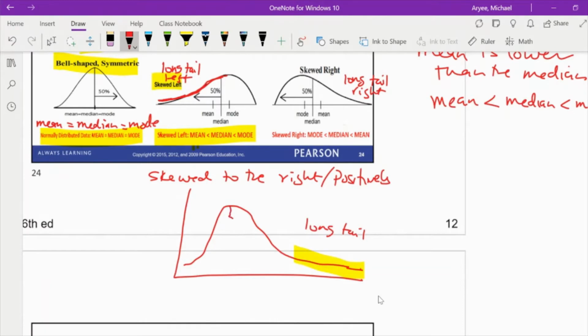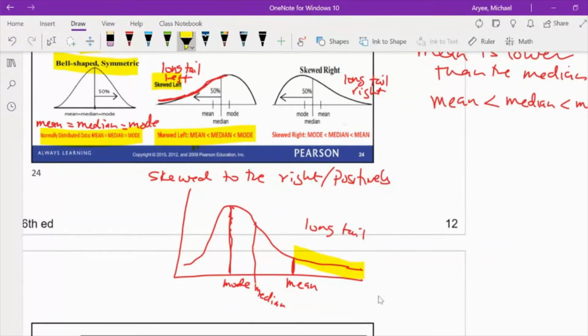Remember that the mode is always the peak side, right? So this is the mode. It's always on the peak side. The mean will be pulled towards the side of the long tail. And then the median will be in the middle of those two. So median.